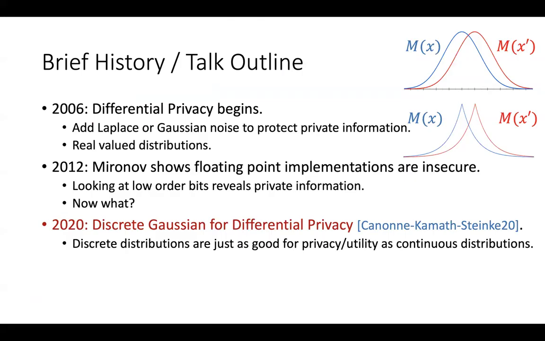The message of the paper is pretty simple. First, we show that discrete distributions are equally good in terms of privacy and utility as continuous distributions, and in a sense, they're actually better. We also gave efficient algorithms for sampling from these distributions. That's going to be the meat of this talk. I'll tell you about how those algorithms work.